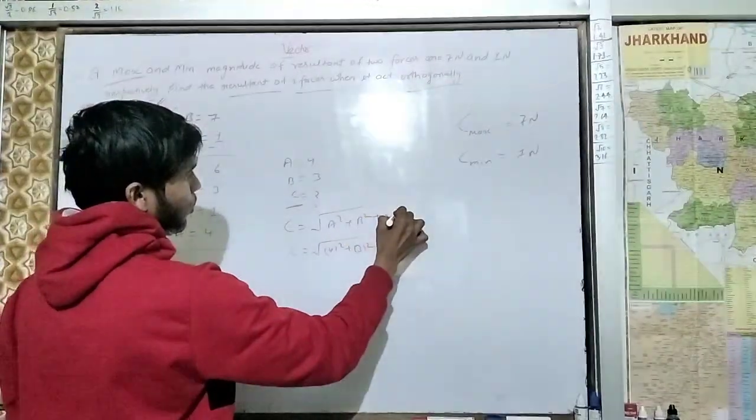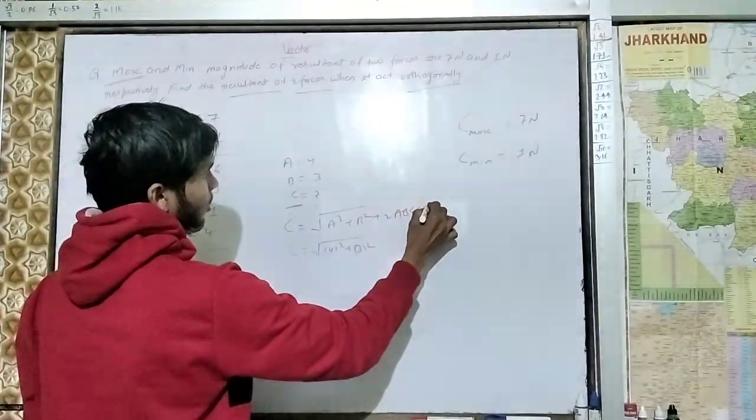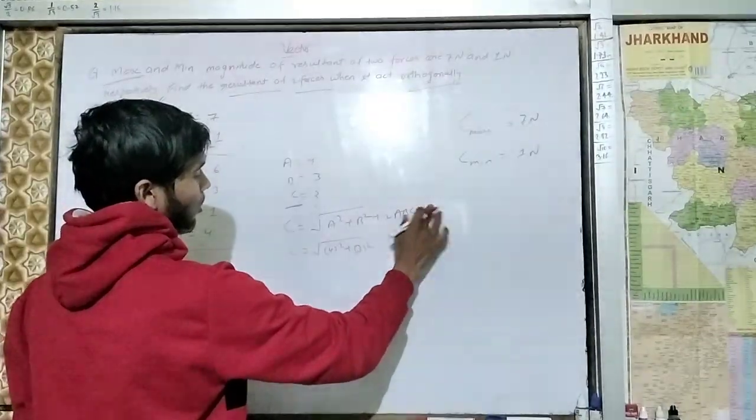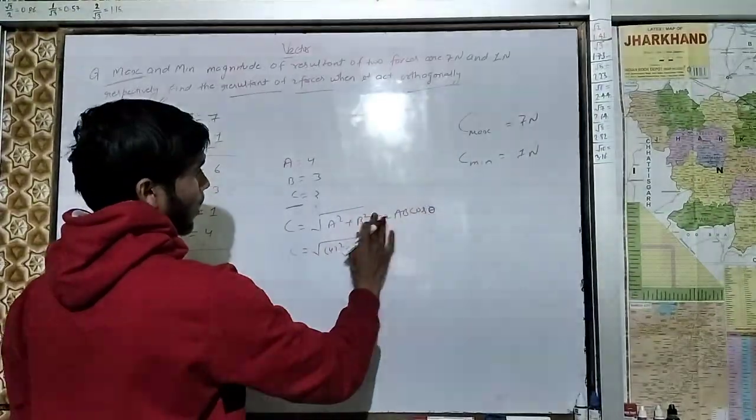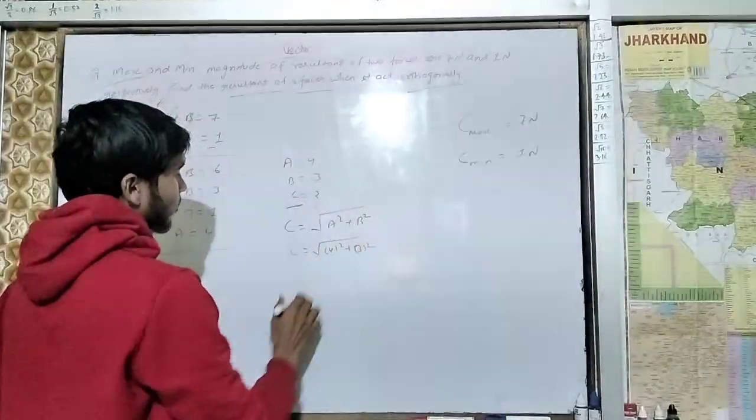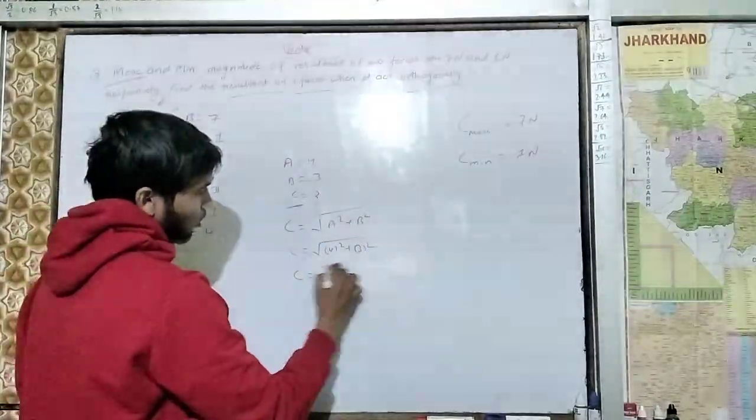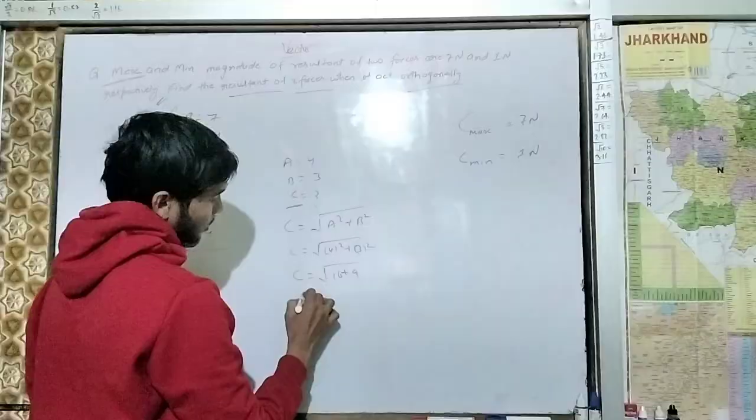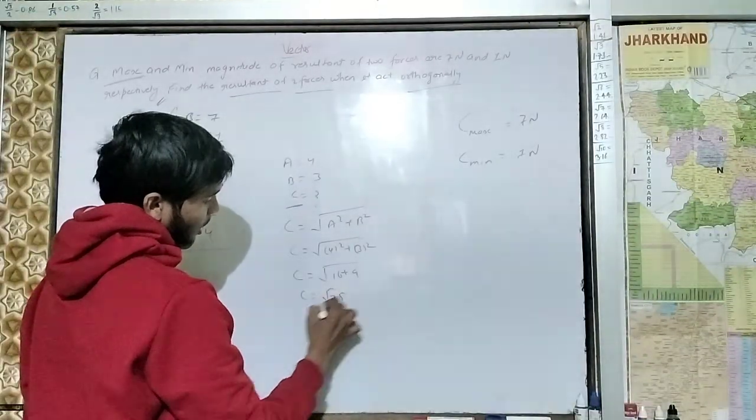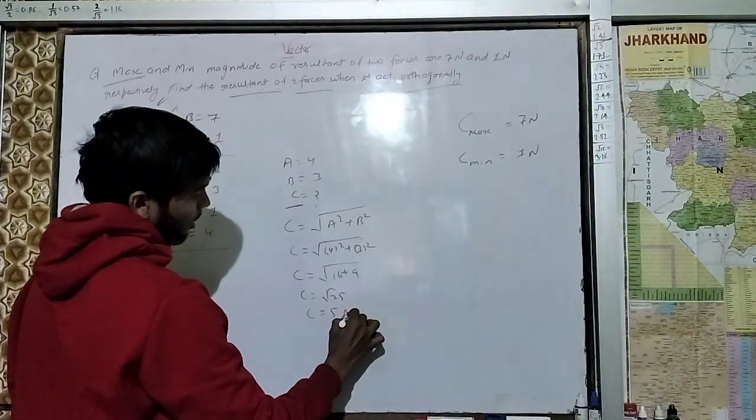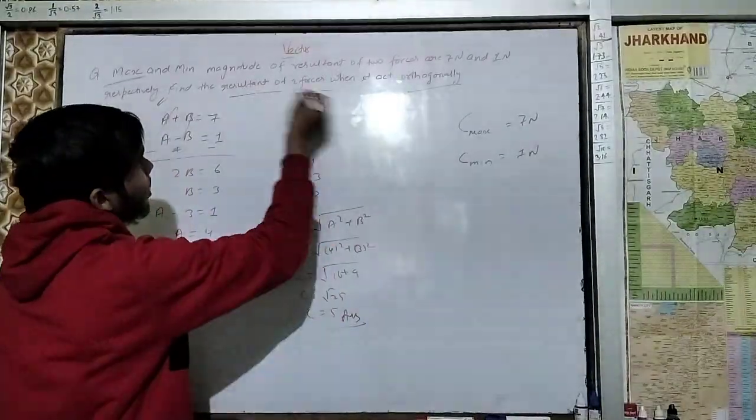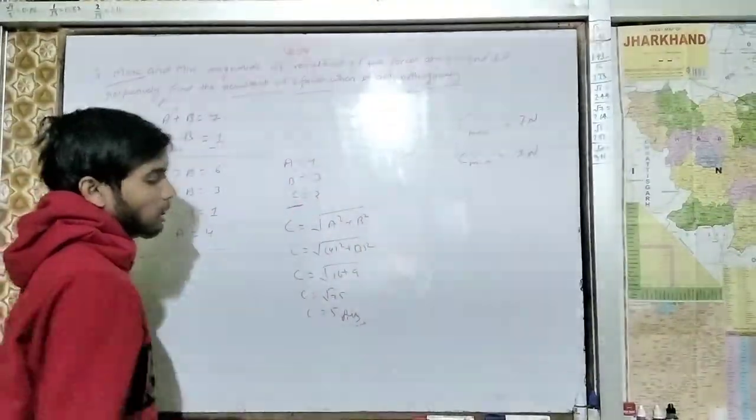Even if you put the 2ab cos theta term, it is your choice. If you remove it, the result is the same. So 4 times 4 is 16, 3 times 3 is 9, and c is coming as 5. This is our answer. Find the resultant of this. This is our answer.